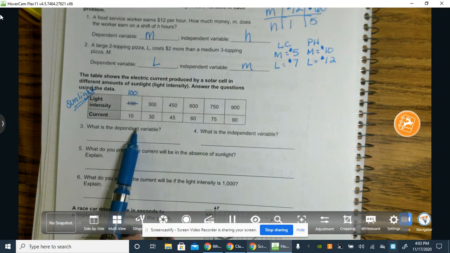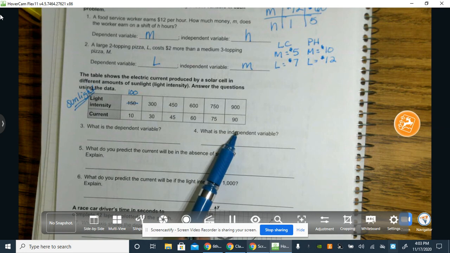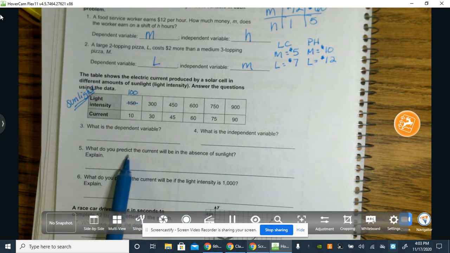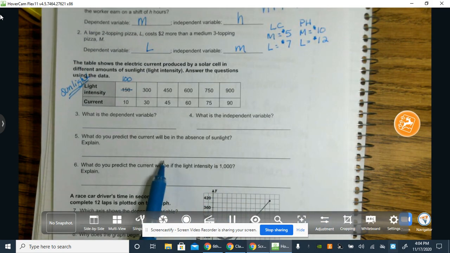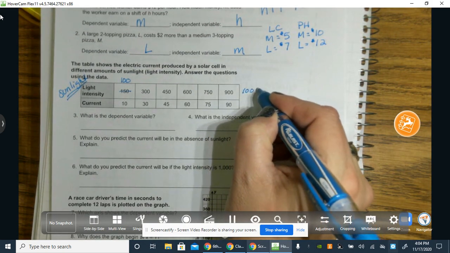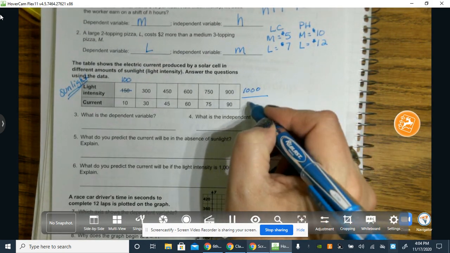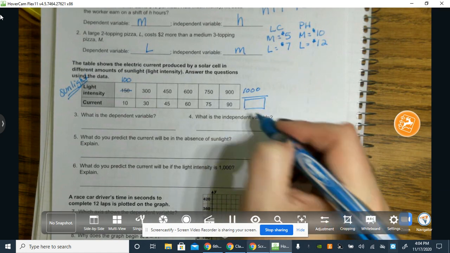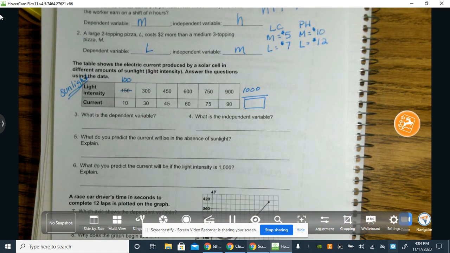So what is the dependent variable? What is the independent variable? How can you predict what the current will be with the absence of sunlight? And what would you predict the current would be with a light intensity of 1,000? If I continue that table, what would this number be? What would the current be?